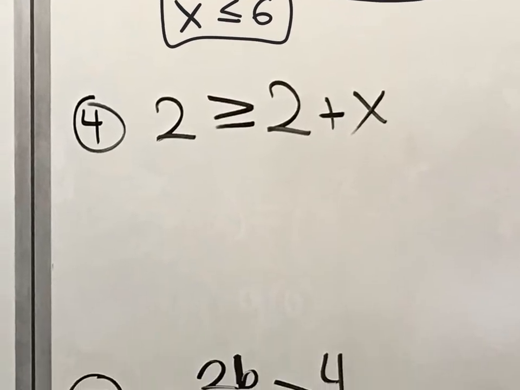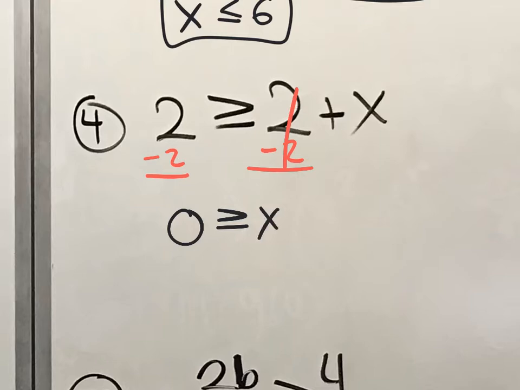Number 4. Now these are almost identical to the questions that you're going to see on tomorrow's quiz. Pretty easy, right? So on number 4, let's get x by itself. Number 4, x is on the right side. Let's get rid of that 2. I am going to subtract 2 and subtract 2. My new inequality will be 2 take away 2 is 0. I didn't multiply or divide by a negative, I subtracted. So this stays exactly the same. The x comes down.